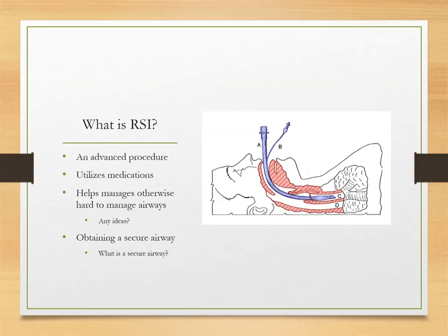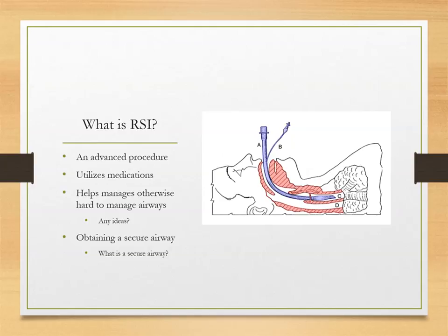This is also going to help us to manage some of the harder to manage airways. Does anybody have any ideas on what these hard to manage airways could be? It could be your burn patients, patients who are awake with respiratory issues, patients that have inhalation injuries, patients that have a gag reflex but need an airway, patients with trismus, so they're clenched down. When you think about it, it's essentially any patient who is awake but needs to have a protected and secured airway.